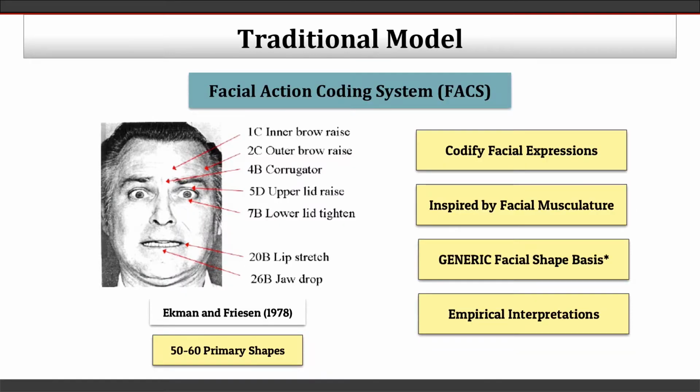So the traditional model in facial animation is based on this thing called the facial action coding system, which is a thesis proposed by Ekman et al. back in 1978. What it tries to do is to break a human face down to its bare minimum expressions. So they proposed 50 to 60 primary key expressions that when one puts together, you can create any sort of complex expression that a human face can make.